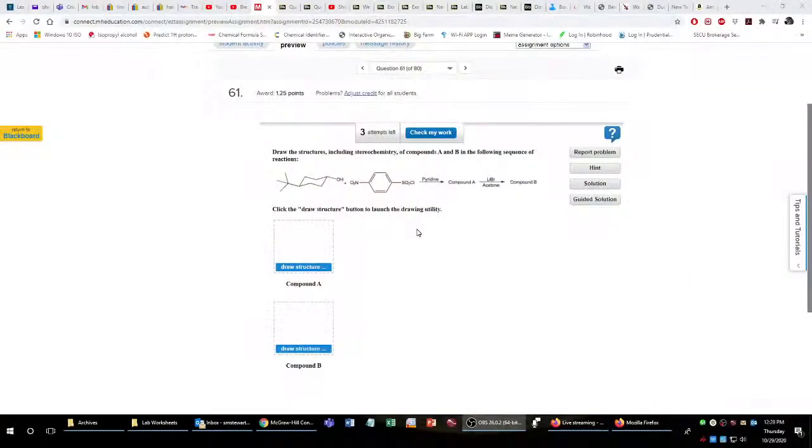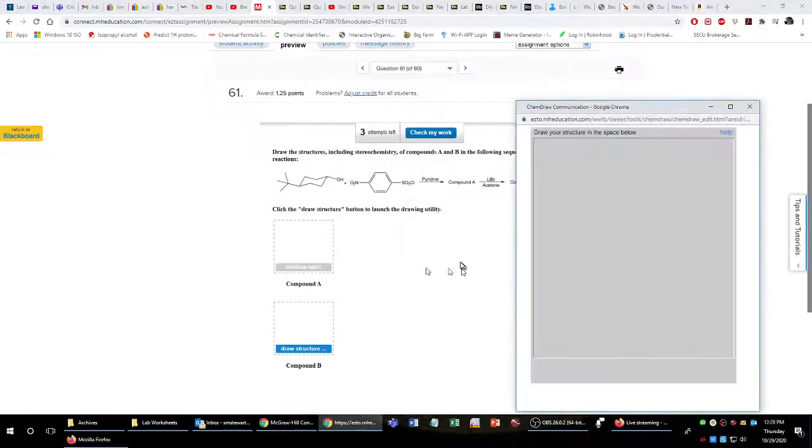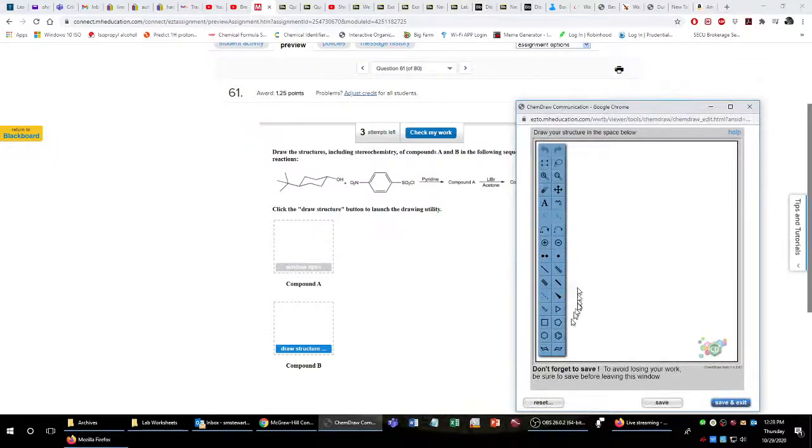So question 61, draw the structure, including stereochemistry, of compounds A and B in the following sequence of reactions. So compound A, this is tosyl chloride. It's going to be a nightmare, but you can definitely draw it. The bigger challenge here is that we've got to build this thing. So if we look at this chair conformation, they're on opposite sides, so they're both equatorial. That makes them trans.